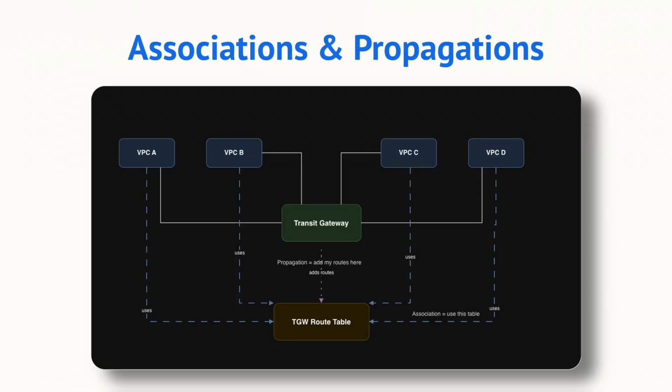Now, a quick mental model, you can think of associations as which map do I read when I arrive from this attachment? And so essentially, this is a map for requests coming into the Transit Gateway to let them know where to go next. Propagations are which destinations get drawn onto this map. And so where am I going once I get to the Transit Gateway? And so that's the reason we have associations and propagations. The absence of either will interrupt connectivity.